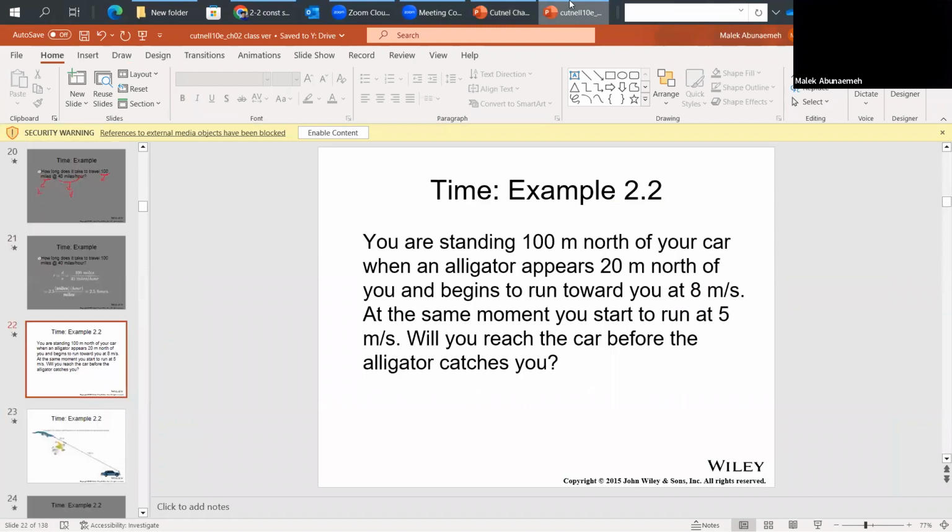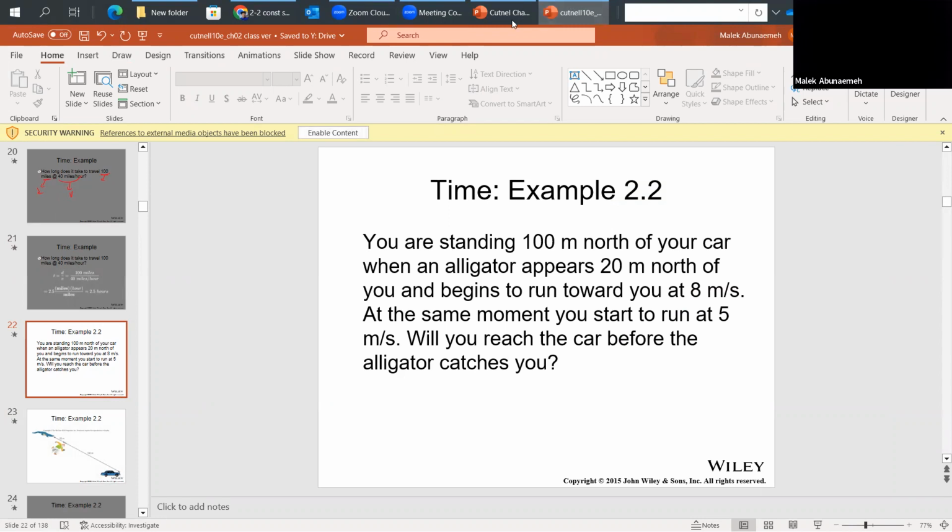So you are standing 100 meters north of your car when an alligator appears 20 meters north of you and begins running towards you at 8 meters per second. At the same moment, you start to run at 5 meters per second. Will you reach the car before the alligator reaches you?